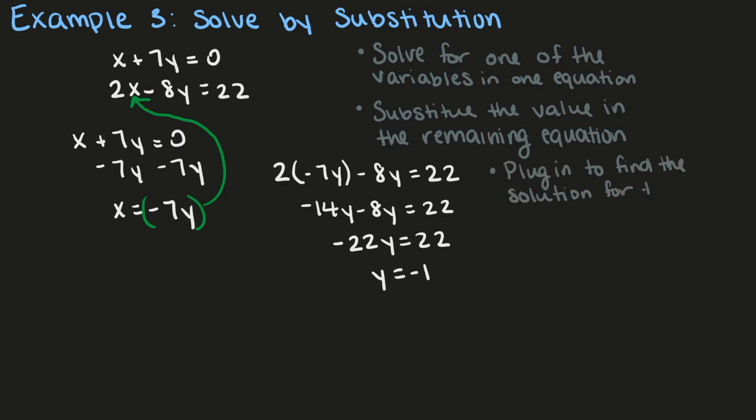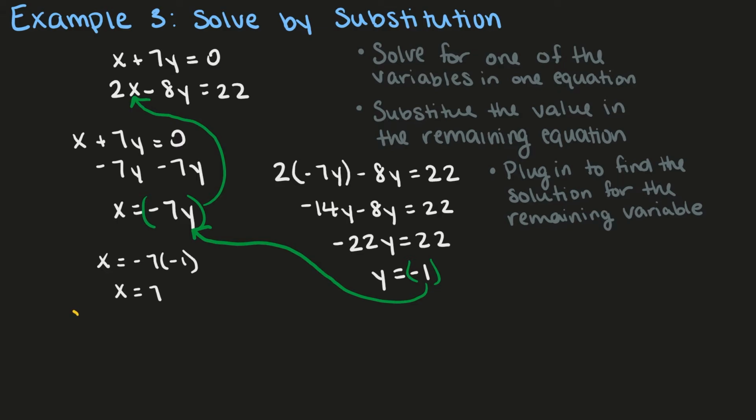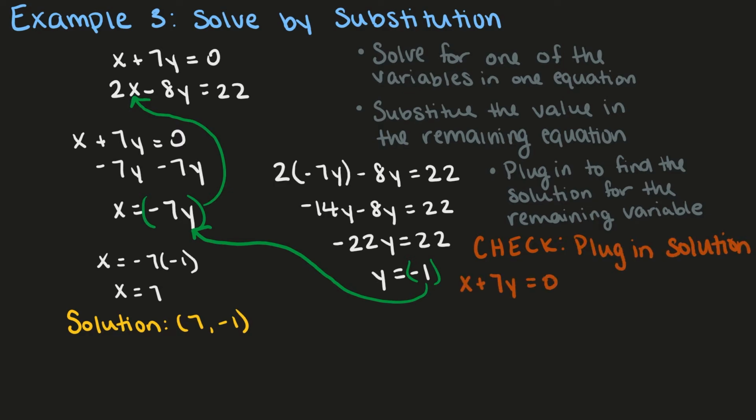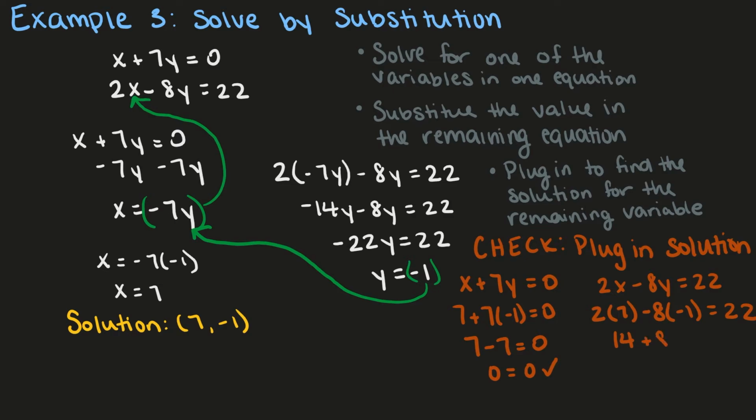Now we want to plug that back in and solve for x. So x is equal to -7 times -1, or x is just equal to 7, which means our solution is 7, -1. Let's verify this by plugging in our solution to both of our equations. We see that both equations are true, and we found the correct solution.